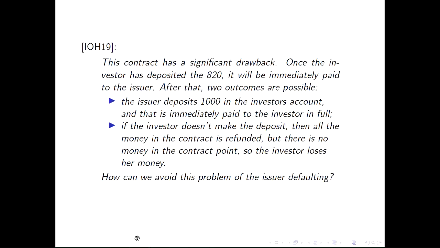Let's come back to here. Of course, you can see that there's a problem. This contract has a significant drawback. Once the investor has deposited the 820, it will be immediately paid to the issuer. After that, two outcomes are possible. The issuer deposits 1,000 in the investor's account, and that is immediately paid to the investor in full. That's what we hope to happen.